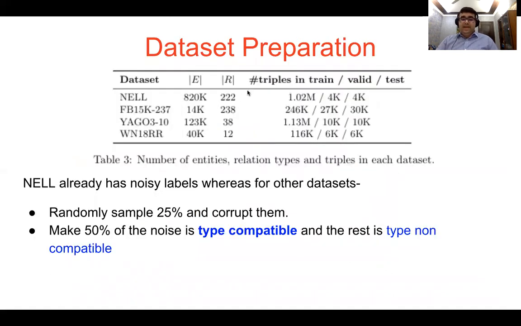Here we show the benchmarks and their train, valid, test split distribution on which we measure performance for our system. Apart from NELL, none of these benchmark datasets have noise. Thus, we randomly sample 25% of the triples and corrupt them. Moreover, we ensure that at least half of these noisy triples are type compatible, thus making them harder to detect.